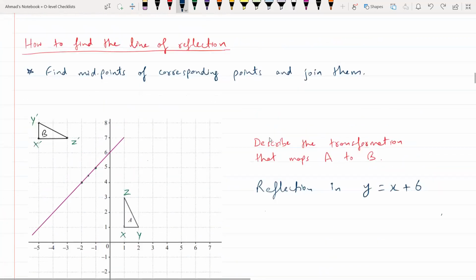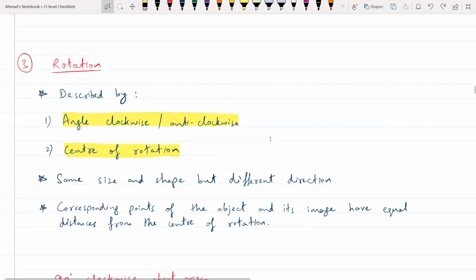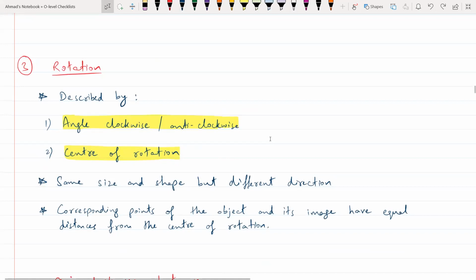किस तरह से आप line of reflection find करते हैं, किस तरह से identify करते हैं कि वो reflection है. Let's move on to rotation. Now rotation is defined by an angle, और इसके साथ आपको बताना होता है whether that's clockwise or anti-clockwise, except 180 degrees because उसमें फर्क नहीं पड़ता. So angle clockwise or anti-clockwise, and at the same time you also tell what is the center of rotation.